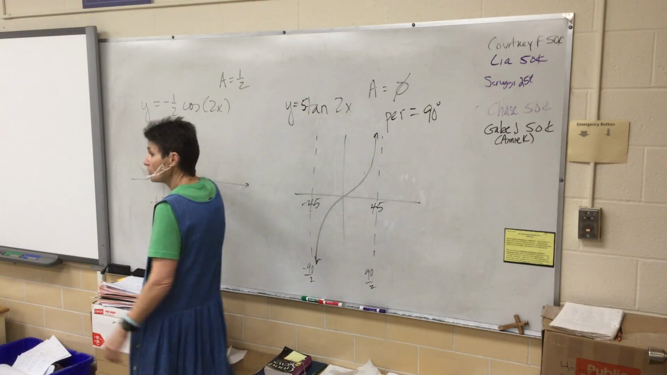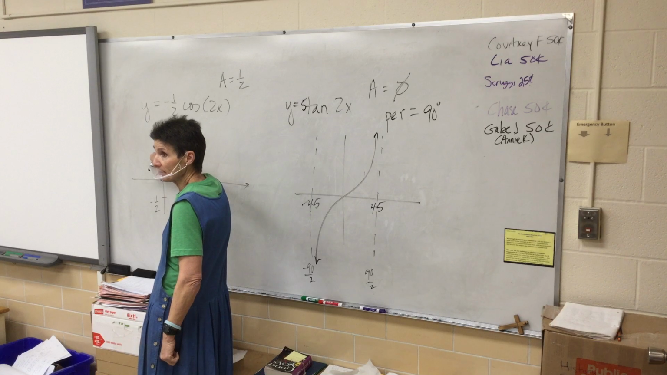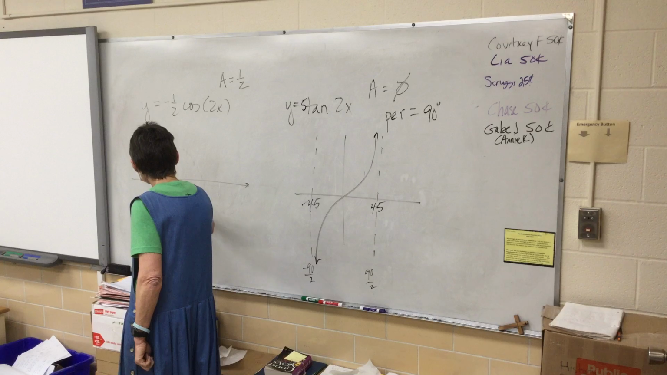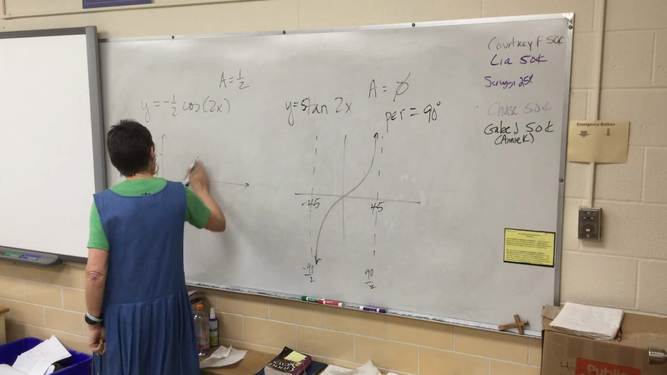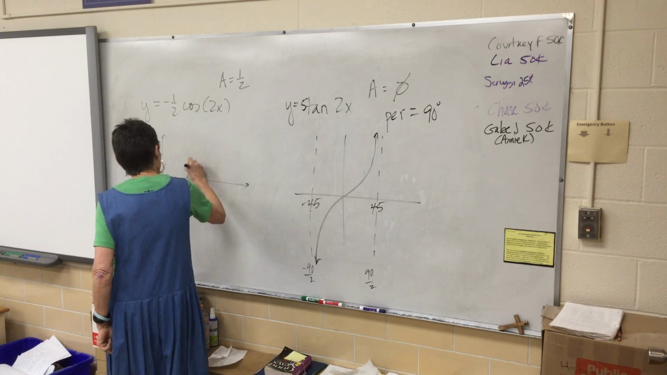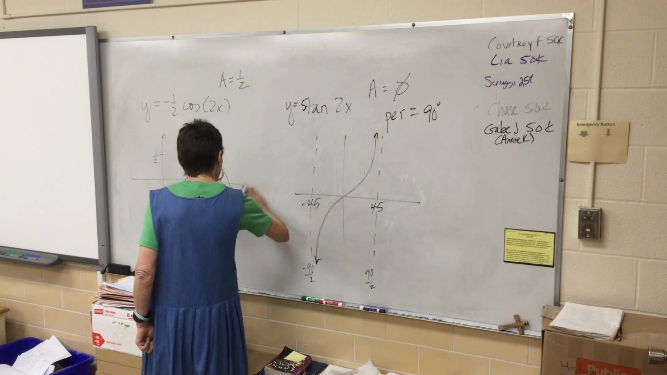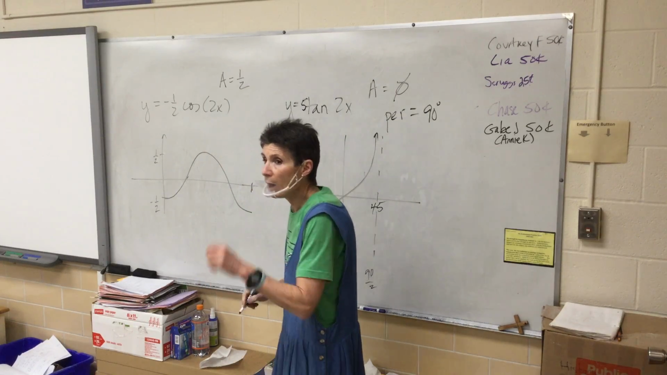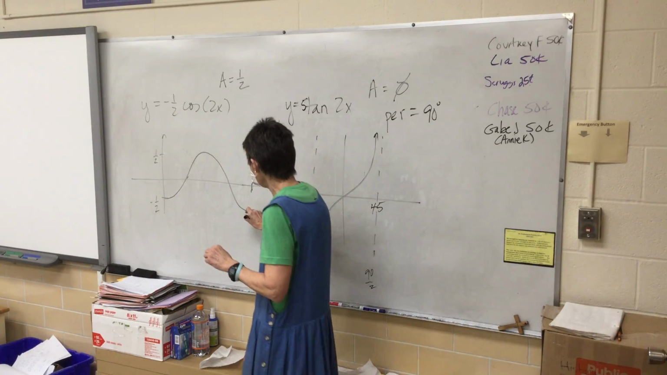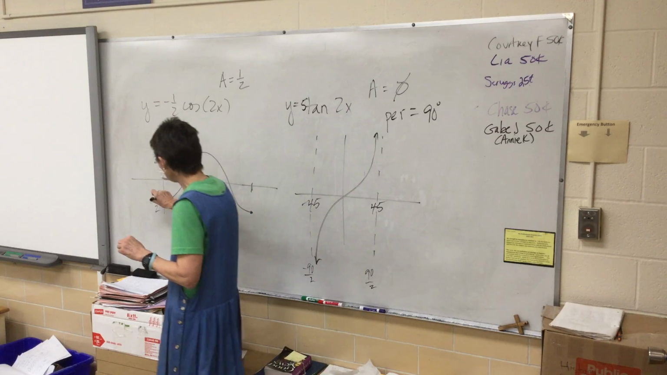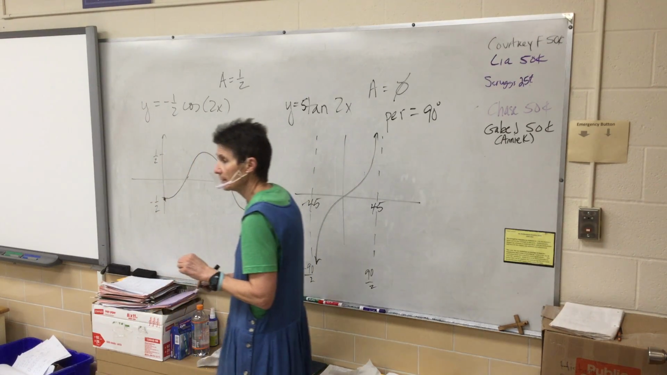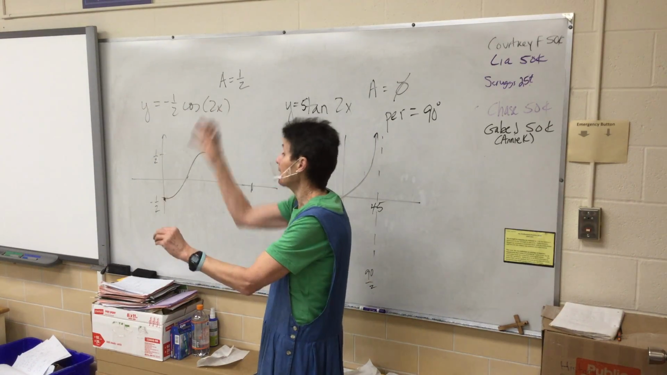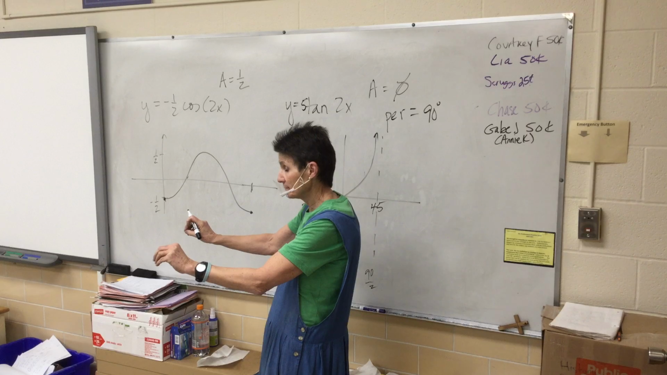So the normal cosine, remember, starts up here. Well, this one's going to start down here. It's going to start down here. It's going to go up and come back down. Now, make sure that you are ending it exactly where you started it. So since it started at the bottom of the valley, it's going to end at the bottom of the valley.